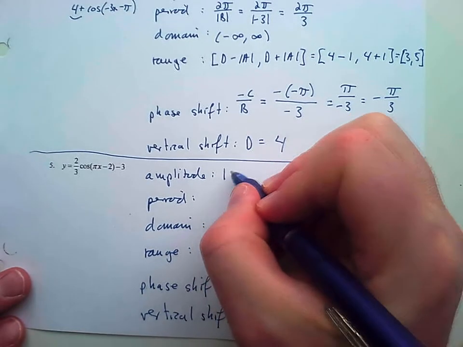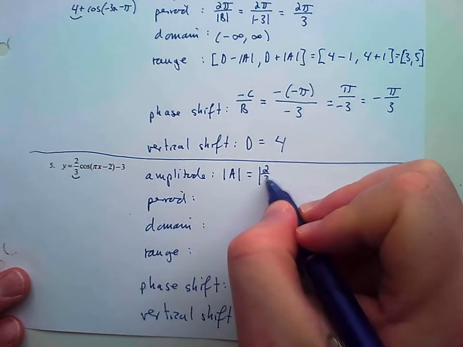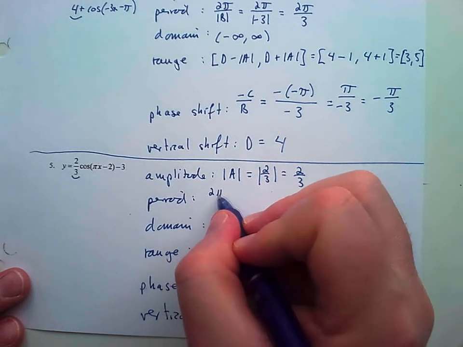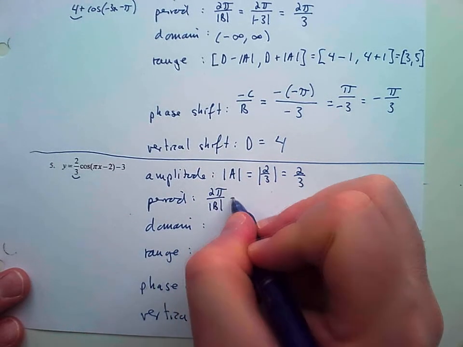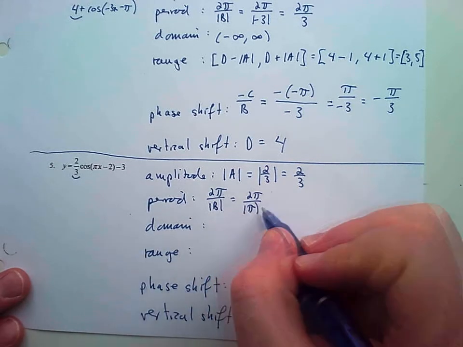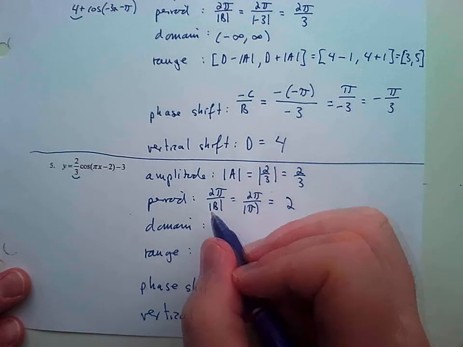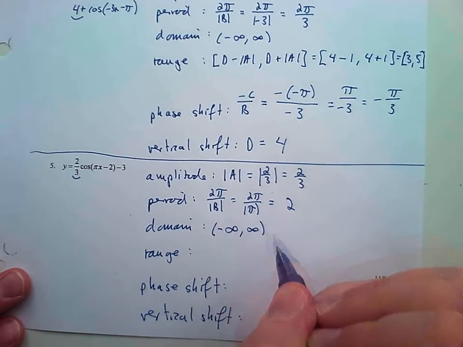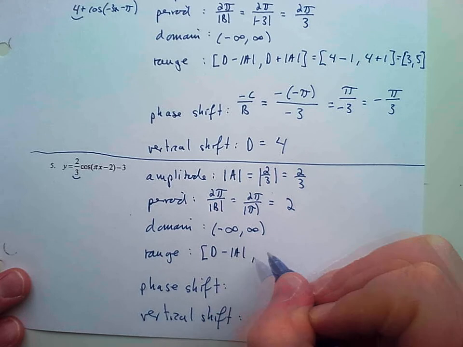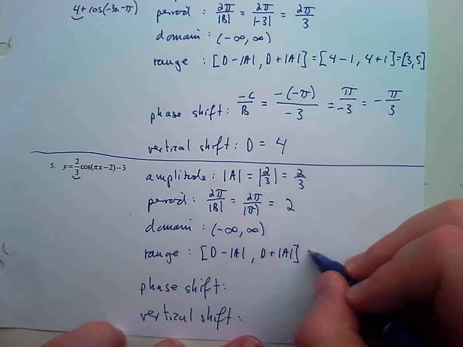The amplitude again is given to us by the absolute value of A. Here A is going to be equal to 2/3. So therefore the absolute value of 2/3 is just equal to 2/3. Our period is always given to us by 2 pi over the absolute value of B. Here B is equal to pi. So therefore our period is just equal to 2. Our domain is always from negative infinity to positive infinity. And our range is given to us by D minus the absolute value of A to D plus the absolute value of A. Again with the square brackets.